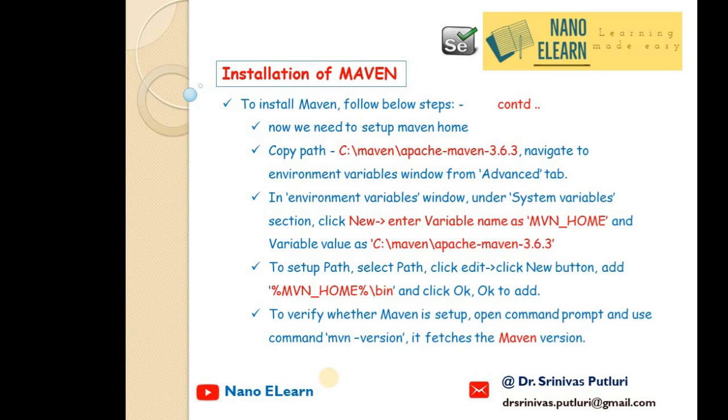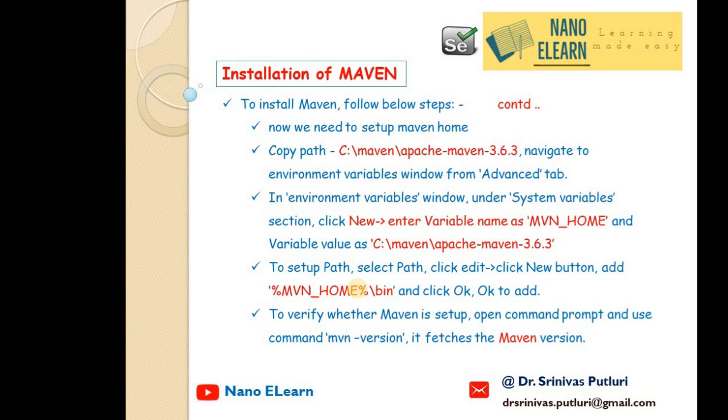Now we need to set up the path. For this, select path, click on edit, then new button, add %MVN_HOME%/bin, or alternatively you can also copy the path till bin folder after Apache Maven 3.6.3. Now click on OK to add the path here. Now to verify whether Maven is set up, you need to open command prompt and use command mvn version so that it fetches the Maven version that was installed on your machine.